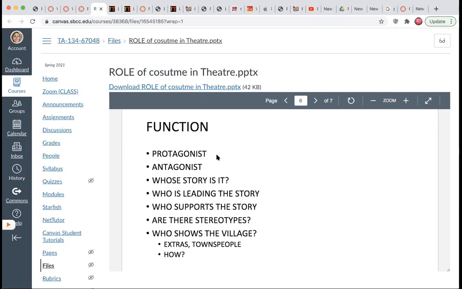So who is the protagonist that's driving the story forward? And who is the person that is preventing him or her from moving the story forward? This is a question that one of my directors always asks. Whose story is it? I just want you to think about this for a minute.